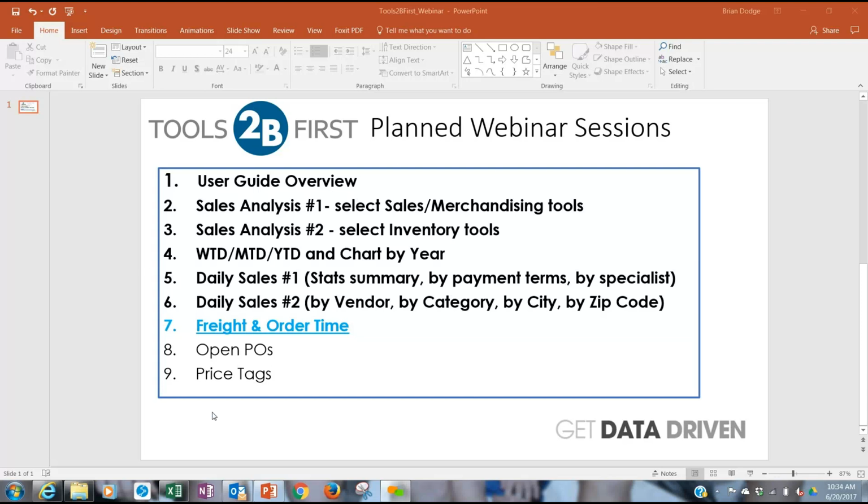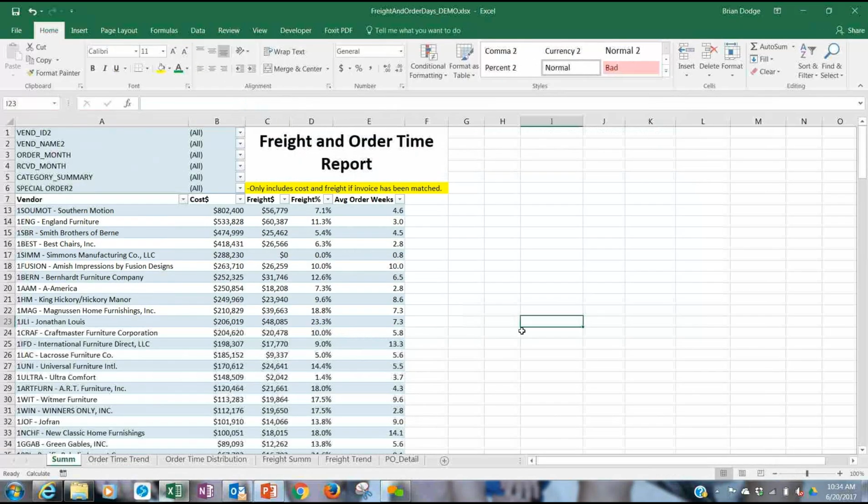Okay, so this is session number 7. Before, I'd combined both the freight and order time along with the open PO tools, but for the sake of time and to get a little more in depth with the freight tool, we just split those up. Today we'll focus on the freight and order time tool, and then next webinar we'll talk about the open PO tool. Okay, so we'll go through an example of the freight and order time tool.